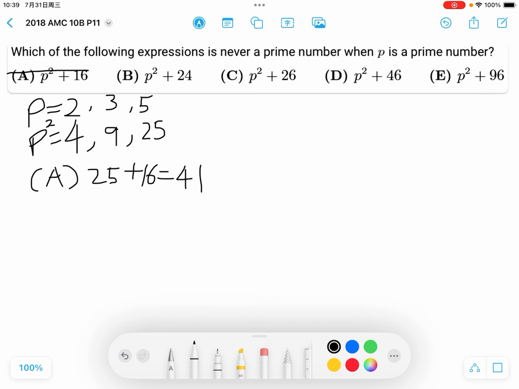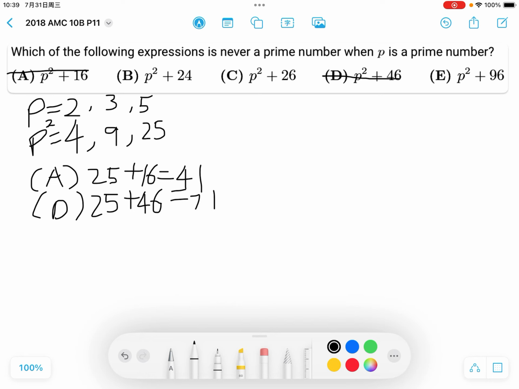So we have 25 plus 24, which is 49. 25 plus 26, which is 51. 25 plus 46 is equal to, wait, that's equal to 71, my bad. But 71 is also prime. Okay, so we can eliminate A and D now. So 25 plus 96 is going to give us 121, which doesn't eliminate anything.